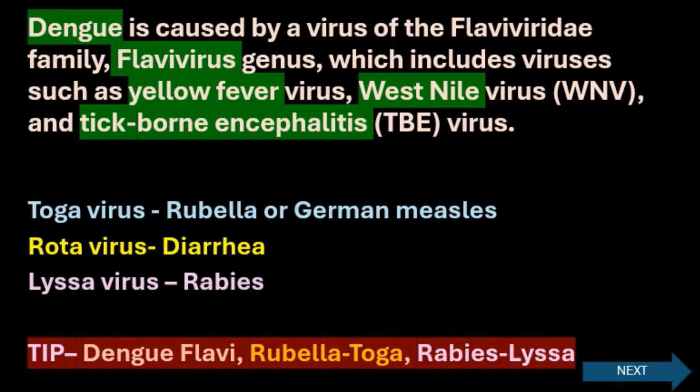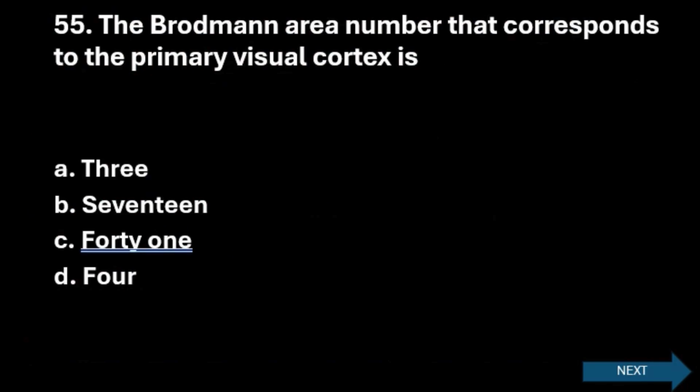Next question. The Brodmann area number that corresponds to the primary visual cortex is option A 3, option B 17, option C 41, option D 4. The right answer here is option B 17.